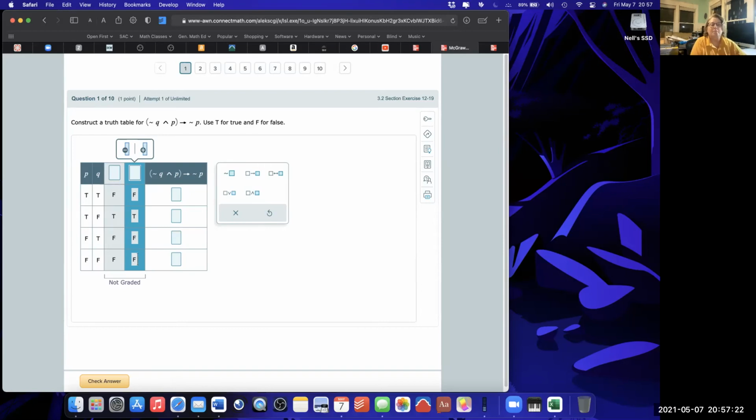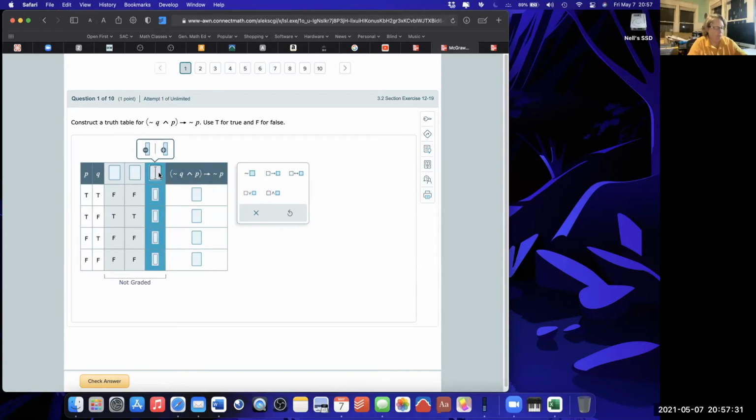Now we need tilde P. Let's see, there we go. So this third column is going to be tilde P. And tilde P is exactly the opposite of P. Since P is true, true, false, false, tilde P is going to be false, false, true, true.